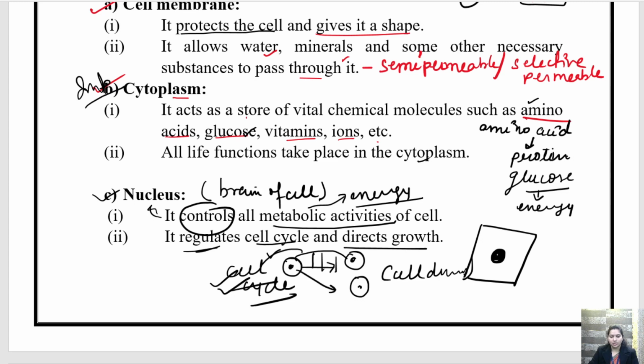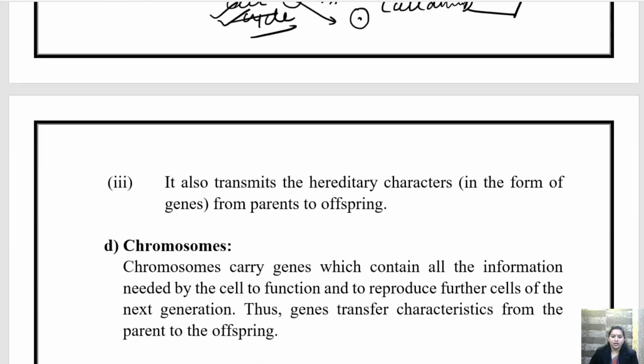So it is a very vast topic, children. When you go to further classes, class 10th, 11th and 12th, then you will understand what is cell cycle and how growth takes place. Now, another function of nucleus is it also transmits the hereditary characters. Hereditary character matlab the characters that we are getting from our parents.